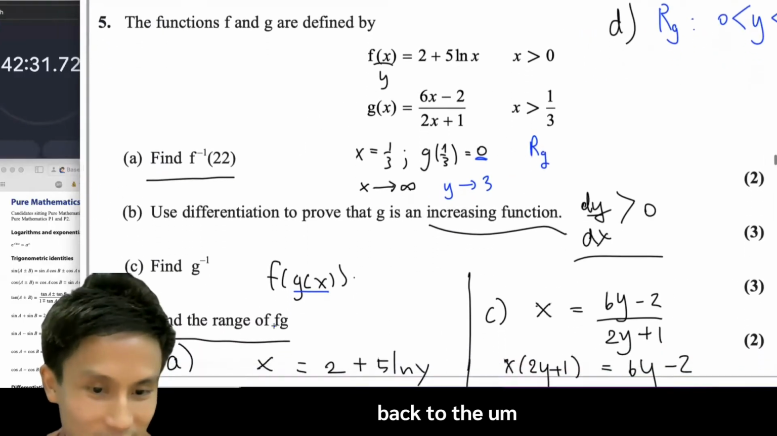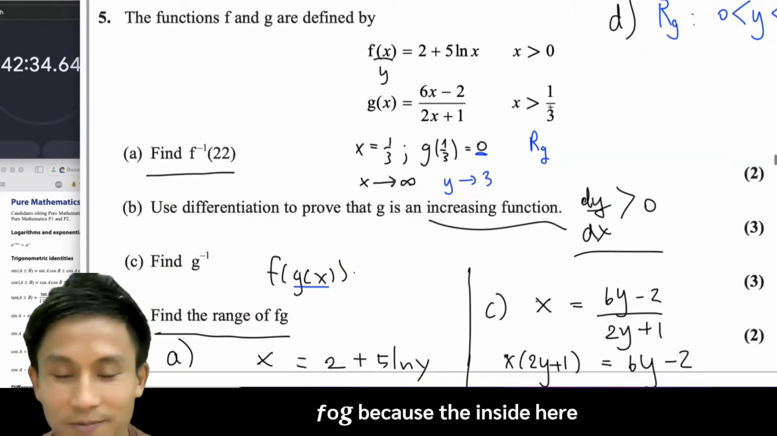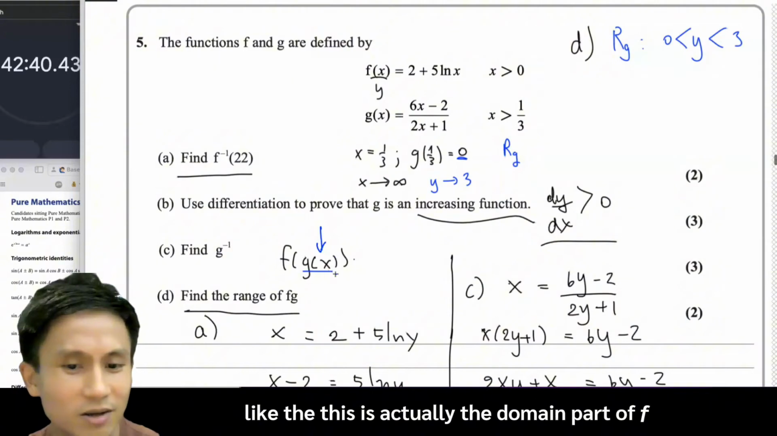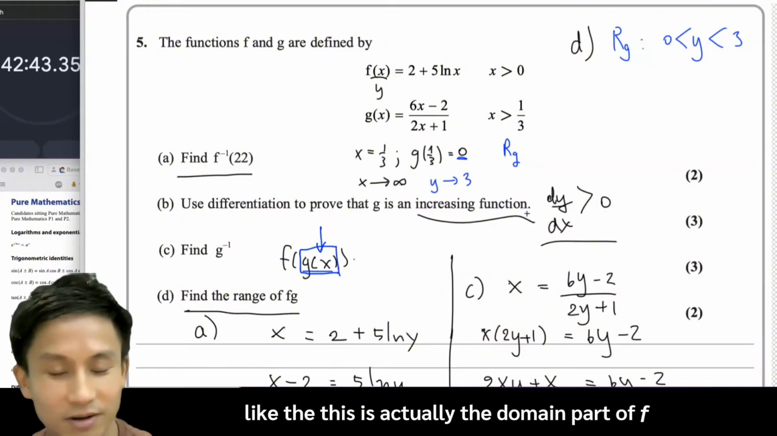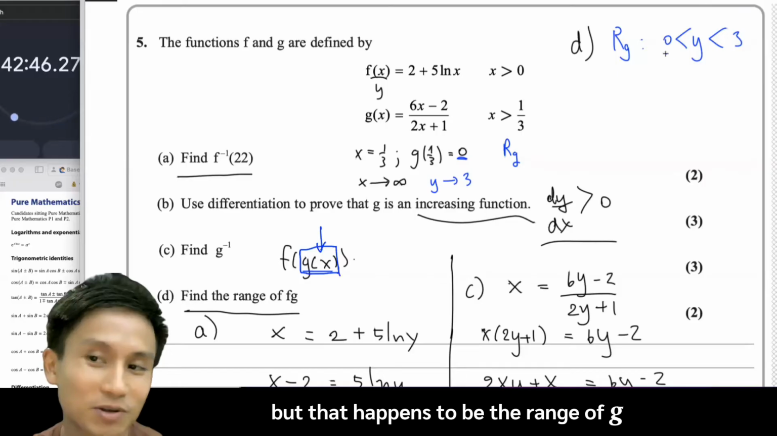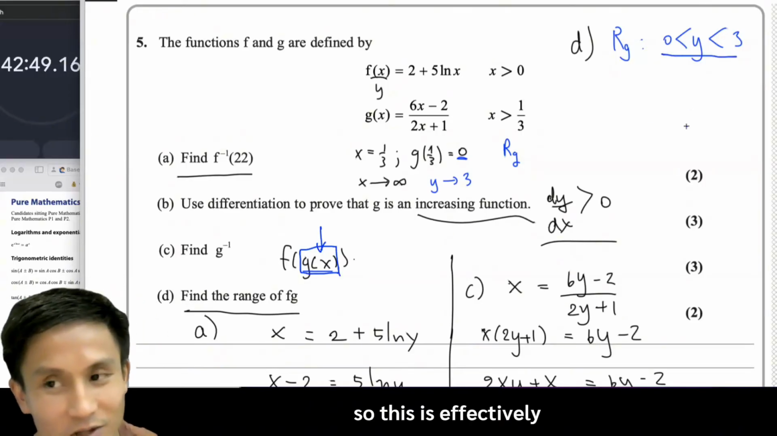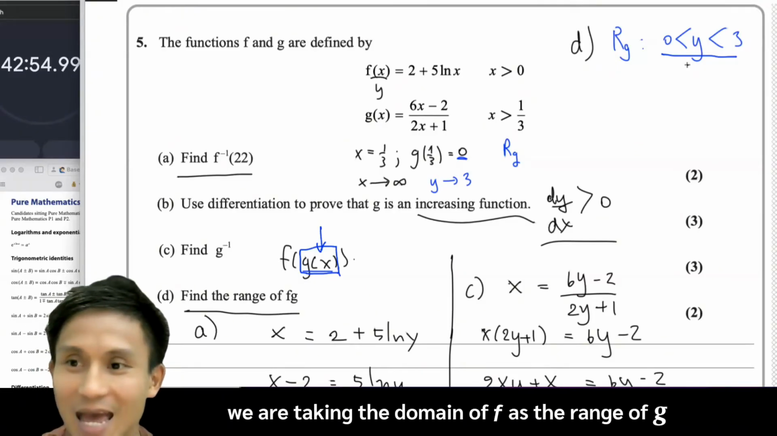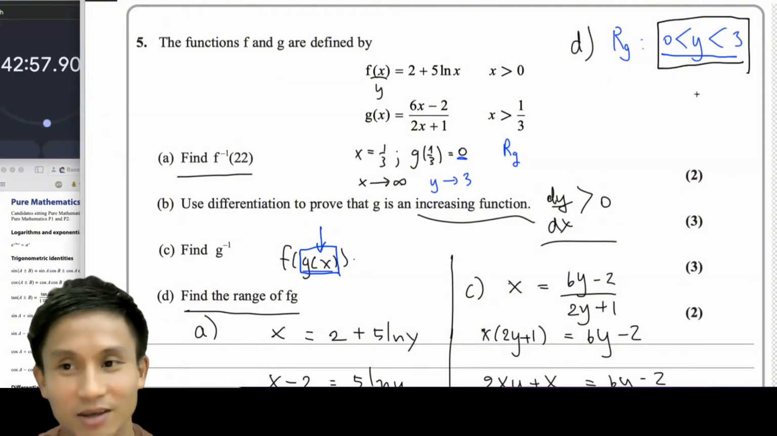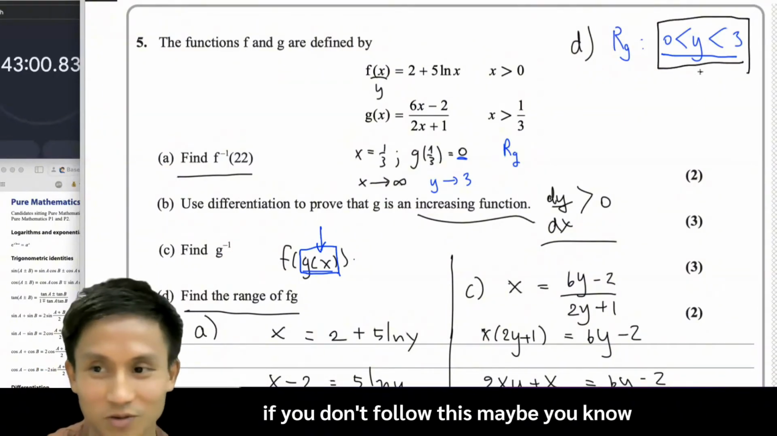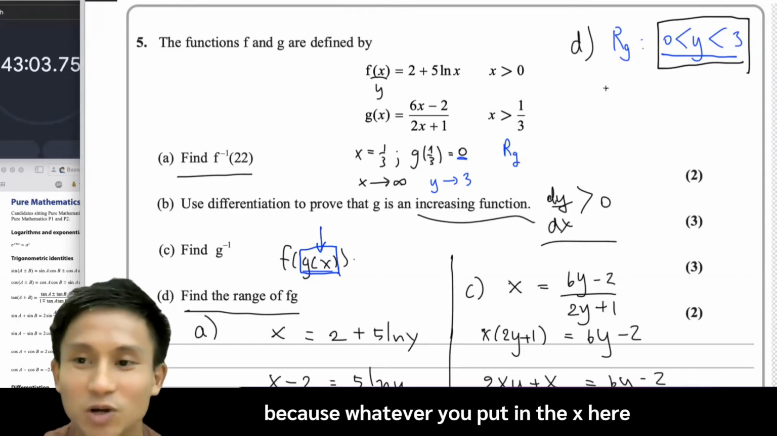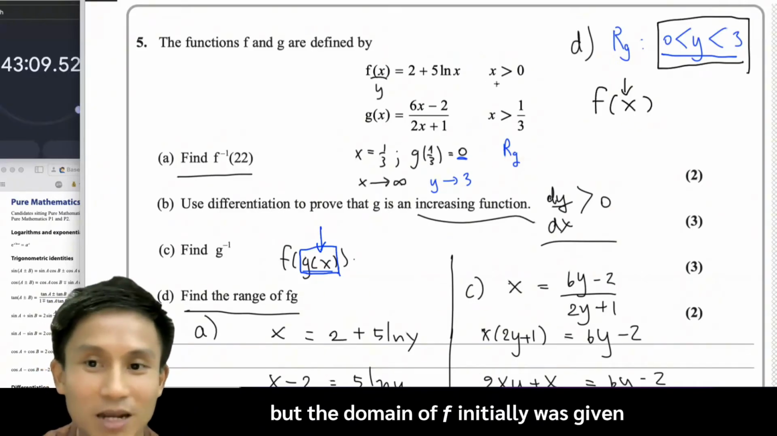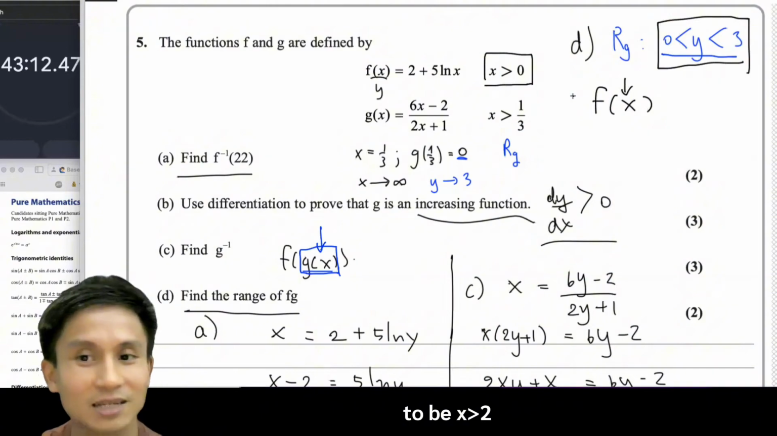Now, guys, back to the composite function f of g. The inside, the inner function of f, is actually the domain part of f, but that happens to be the range of g. So effectively we are taking the domain of f as the range of g. If you don't follow this, maybe wind back and listen again. Whatever you put in the x here would become the domain of f, but the domain of f initially was given to be x greater than 2.